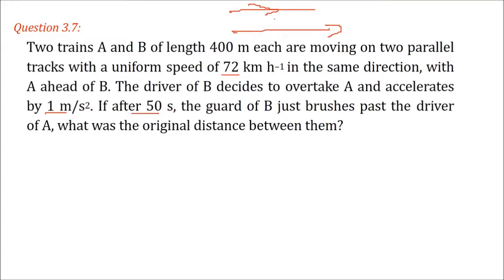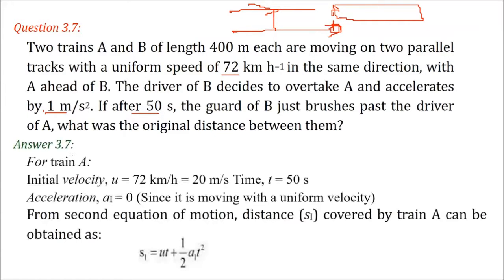that after 50 seconds, when he increases the speed or attains an acceleration of 1 meter per second square, this guy sees the back of the train, or you can say the driver sees the guard. So what is happening here is, first we will start with train A. The initial velocity is 72 km per hour, multiplied by 5 by 18, you get 20 meter per second. Time is 50 seconds, acceleration is 0 for this one. There is no acceleration. The acceleration is for B.